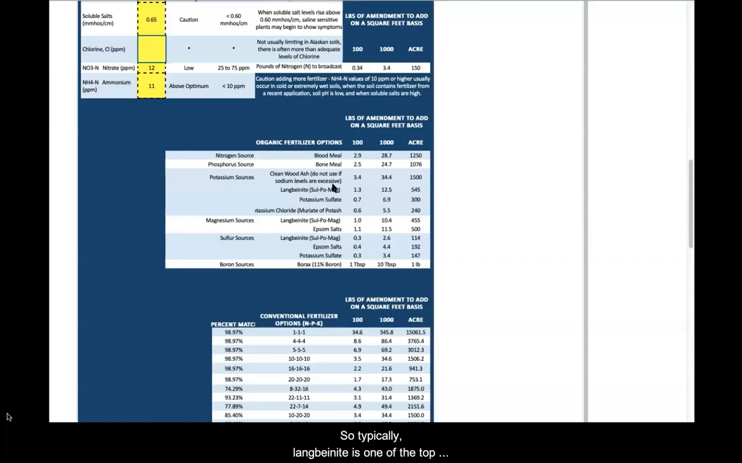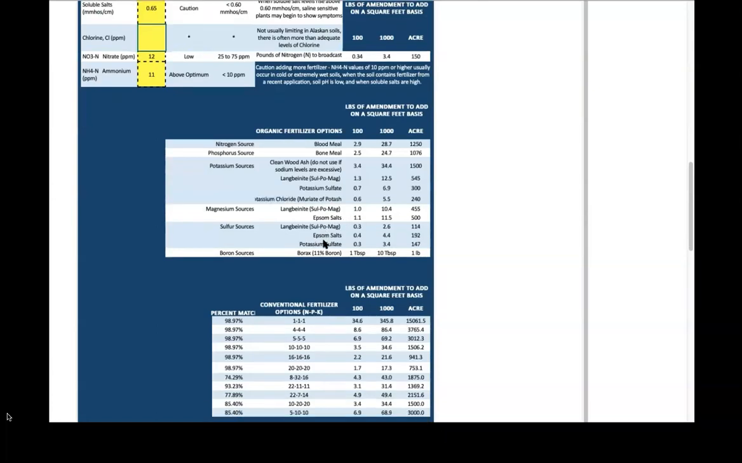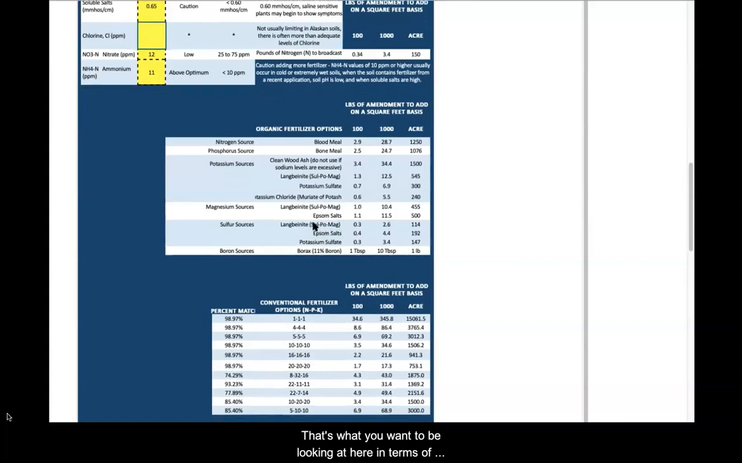So typically, langbeinite is one of the top options. The next option would be potassium sulfate. And for magnesium, the two main options usually are either langbeinite or Epsom salts. And so if we didn't use langbeinite, we would still probably want to add in some sulfur if we use this muriate of potash, because it has no sulfur in it. And because we need magnesium, we would just use Epsom salts at a rate of 1.1 pounds per 100 square feet. So that's what you want to be looking at here in terms of those amendments. Those are the organic options.